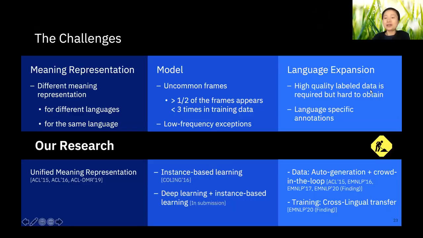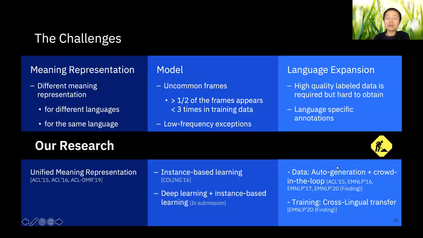The third challenge is language expansion. So if we have a perfect path for English, we're still not solving the problem, right? Because in the world, there are over 7,000 languages. So how do we expand the capability to other languages? The challenge is high quality data is very difficult to obtain. And often there is language specific annotation. So it's very difficult to borrow information from high resource languages to low resource.